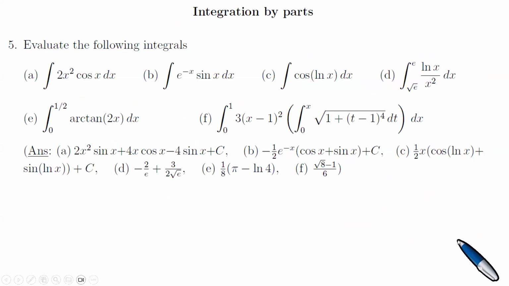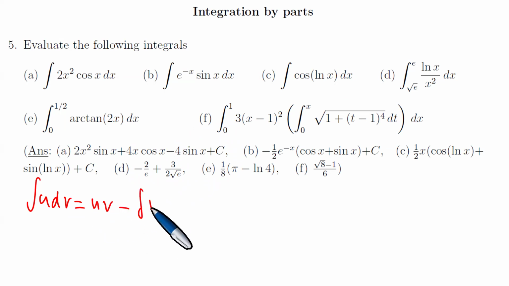Now you need to evaluate the following integrals involving integration by parts. There are many methods of integration by parts. But now you have learned, maybe, u dv. Did you learn u dv? Like the integral of u dv equals uv minus the integral of v du. Okay, this is a popular formula.